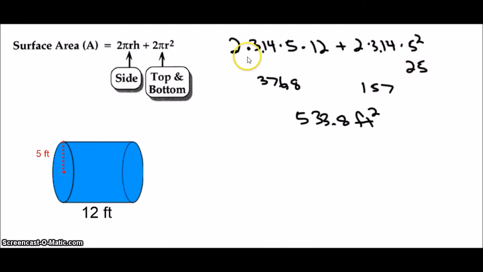After doing 5 squared, you're going to take 2 times 3.14 times 5 times 12, which gives you 376.8. And you'll do 2 times 3.14 times the 25, which is 157. You will add those two answers together, which gives you your total surface area of 533.8 square feet. And that's the surface area of your cylinder.